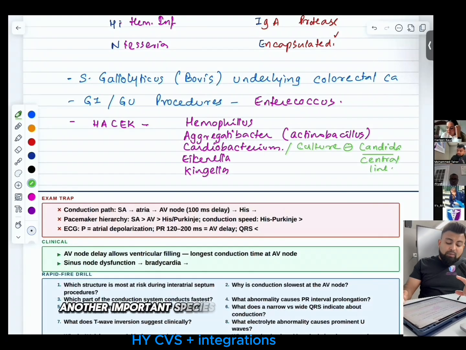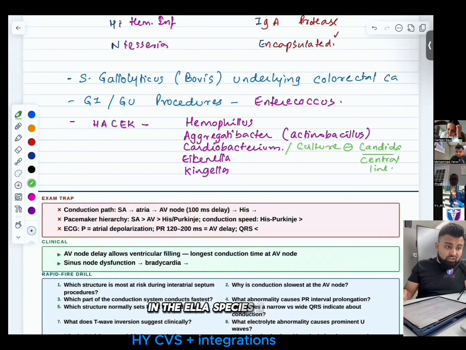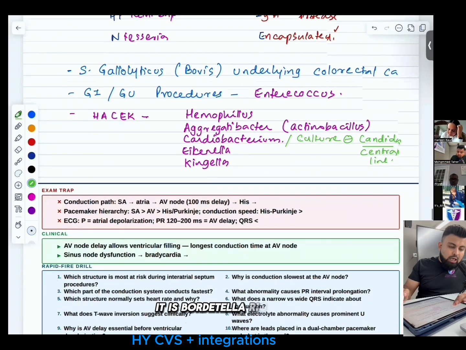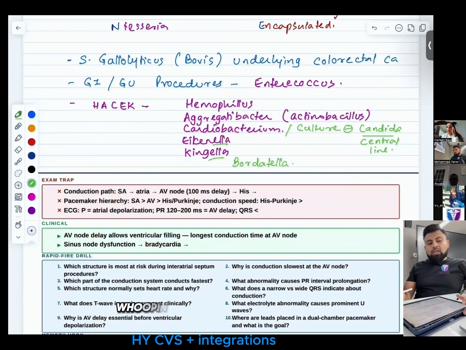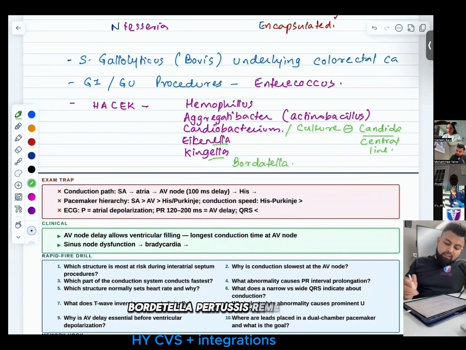Now, another important species you should remember among the Ella species is Bordetella. Another Ella species that we remember. Bordetella, whooping cough. Bordetella pertussis. Remember, whooping cough.